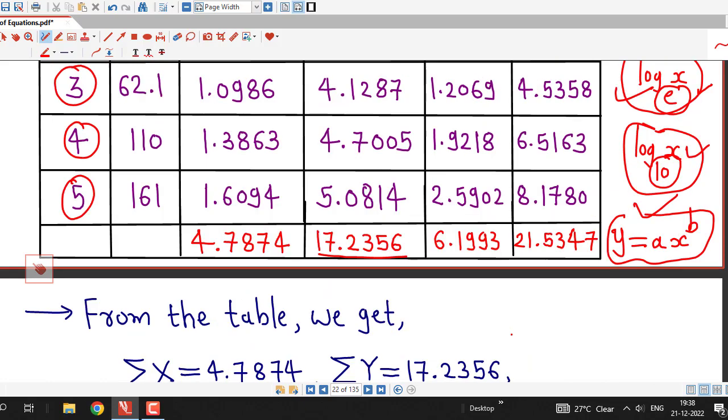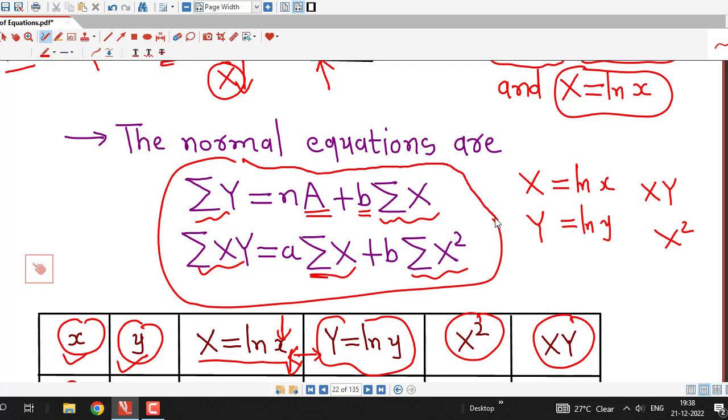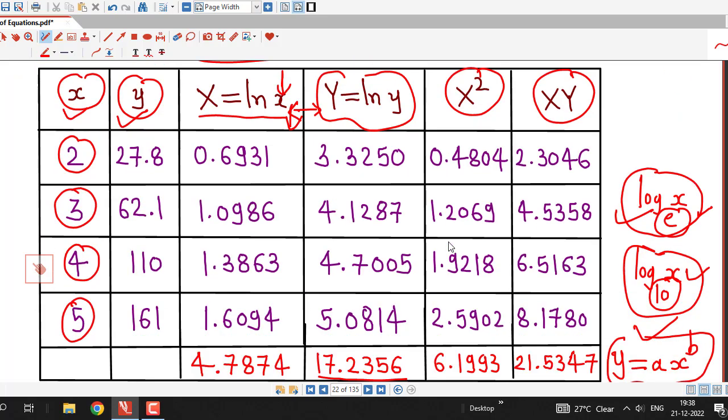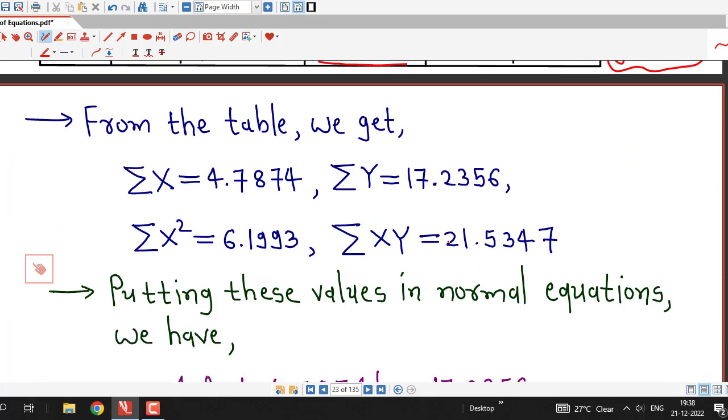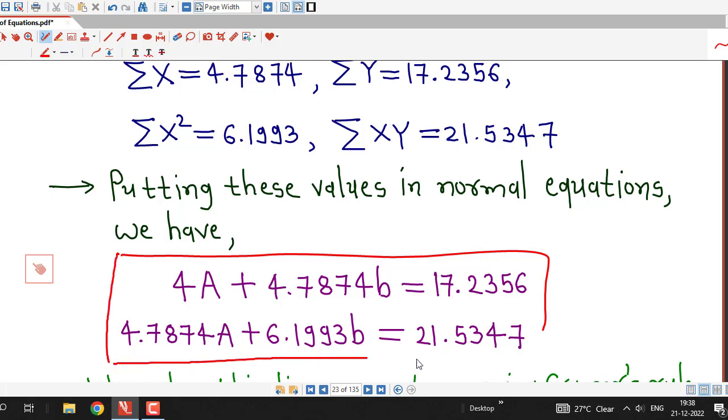And I require all these values for writing normal equations for capital A and small b. So I have substituted these values sigma y, sigma xy, sigma x, sigma x square from this table into these normal equations, and I obtain these two normal equations. Now these are linear equations in two unknowns, capital A and small b.